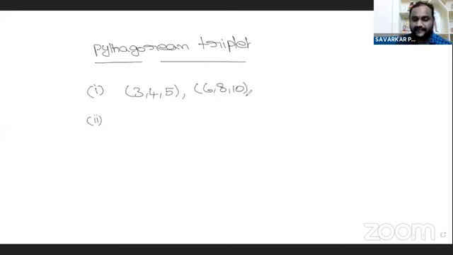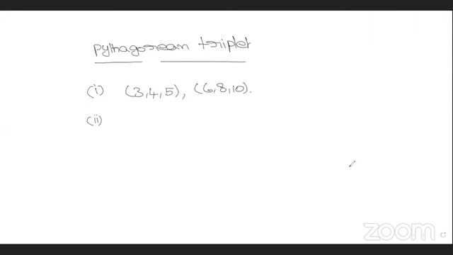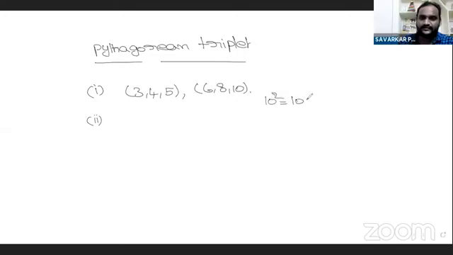What is 10 square? 100. What is 6 square? 36. What is 8 square? 64. Is it satisfying? 10 square is equal to 100, and 6 square plus 8 square, since the largest number will automatically be the hypotenuse. So 36 plus 64. Is it 100 again? Yes.